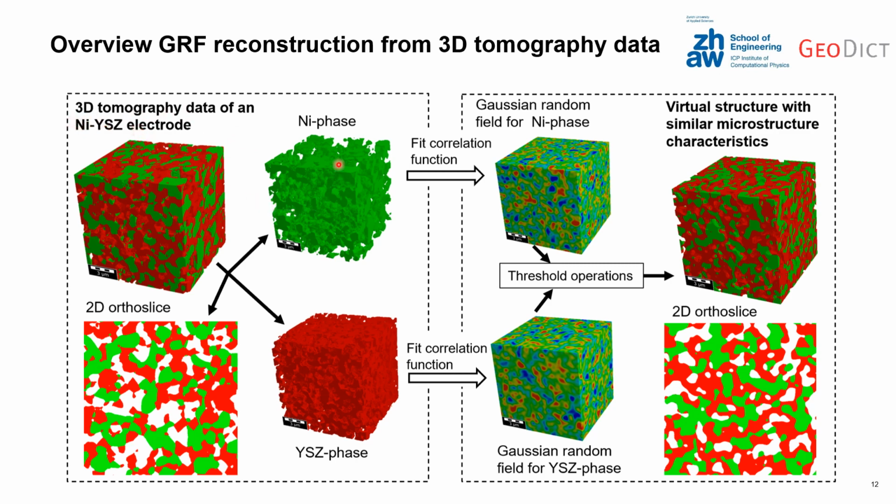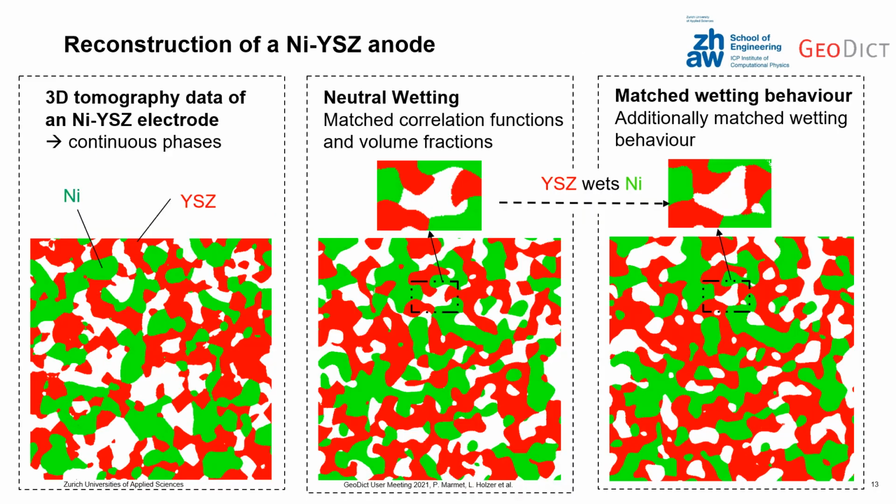First, the correlation functions for the two separate phases need to be determined. Then you need to construct two Gaussian random fields with corresponding correlation functions to the nickel and YSZ phase. With the thresholding operations, you then can tune the solid volume fractions and the wetting behavior. In the nickel YSZ system, YSZ wets and encloses the nickel phase. And you see, if we apply neutral wetting for the Gaussian random field structure, this is not the case. But if we match the wetting behavior, you see that we can reproduce this behavior that YSZ wets the nickel phase.